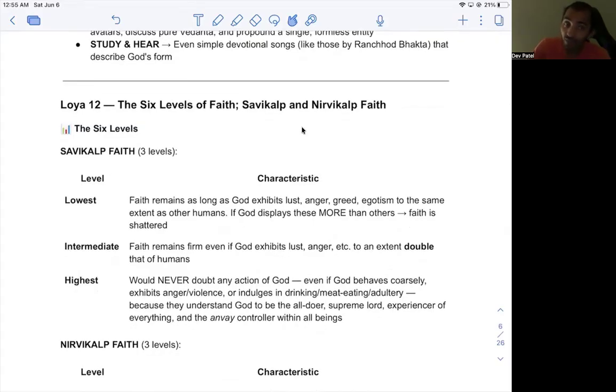The second level of faith, intermediate, is that even if he has these vicious natures to double the extent of humans, the faith still remains firm. And the highest is never doubting any action of God, even if he were to engage in the most terrible of all actions.